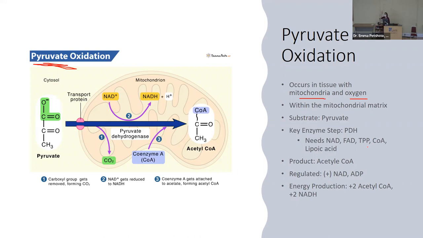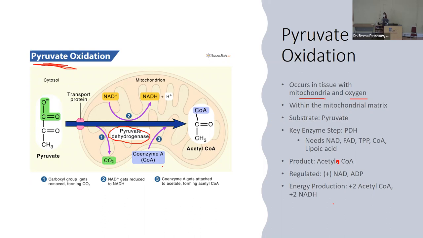It happens within the mitochondrial matrix. So we have now transported pyruvate from the cytosol inside the mitochondria into the mitochondrial matrix. Our substrate is pyruvate, and our product is acetyl-CoA. We can see here, pyruvate gets transported into the mitochondria. Pyruvate dehydrogenase, PDH, is the key regulatory enzyme here. And why it's so important is because it needs 5 separate cofactors: NAD, FAD, TPP, CoA, and lipoic acid.